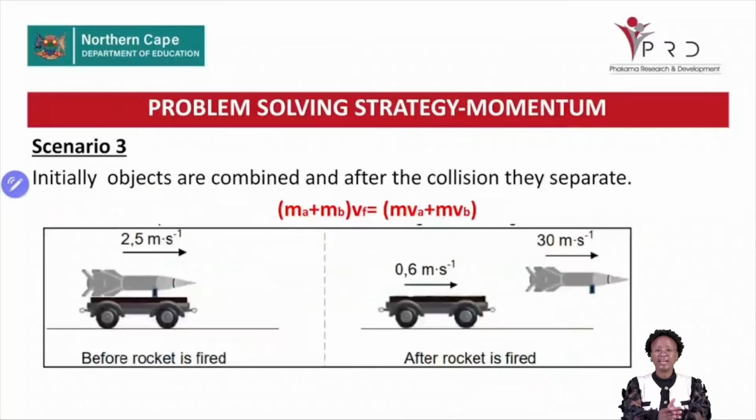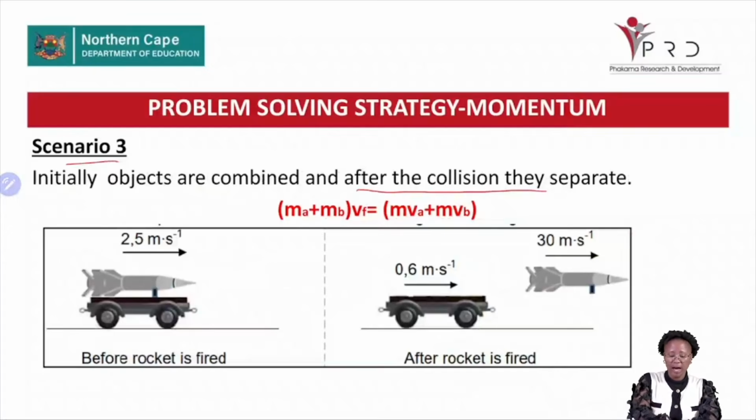All right. Then the last one is scenario number 3, where they are initially combined, or at the beginning of the collision they are stuck together, and then after the collision, they are separating. Over here, I have a toy car with the toy rocket together. You can see that they are moving at an initial velocity of 2,5 meters per second. This is their initial velocity when they are combined.